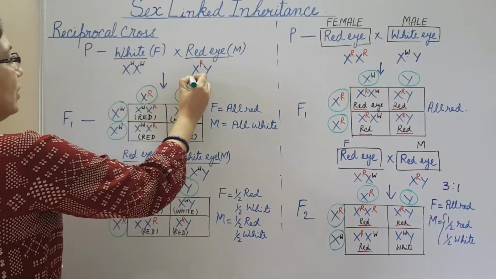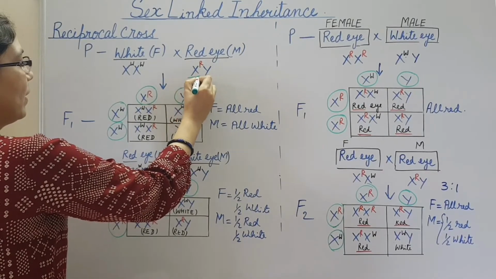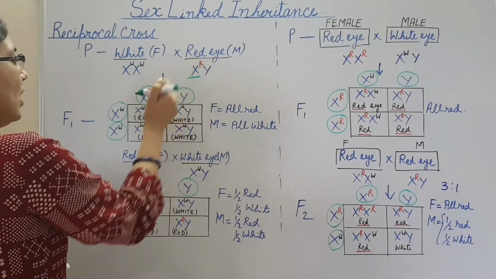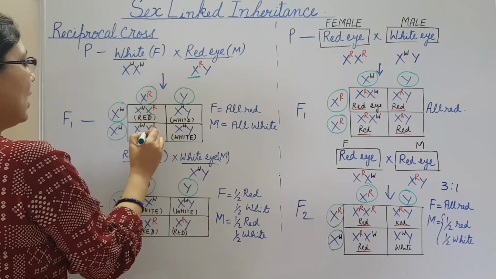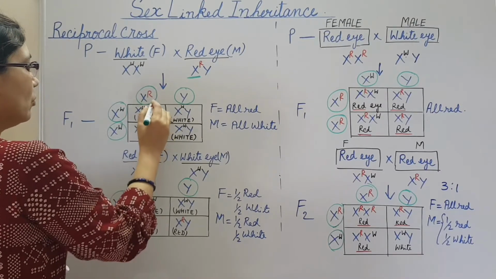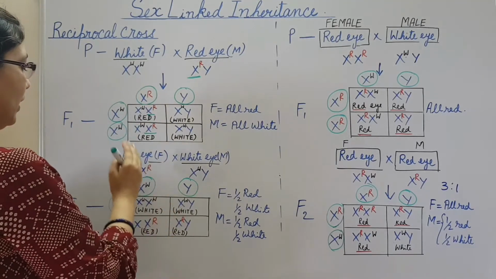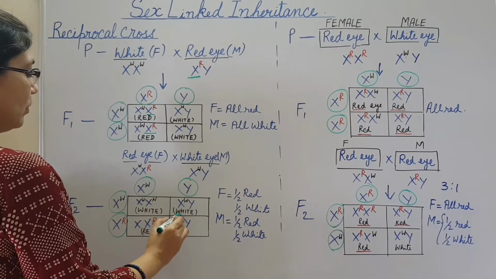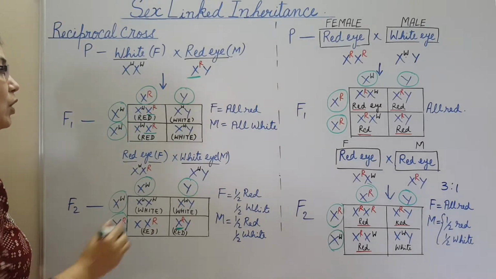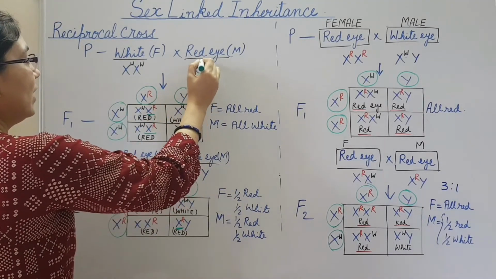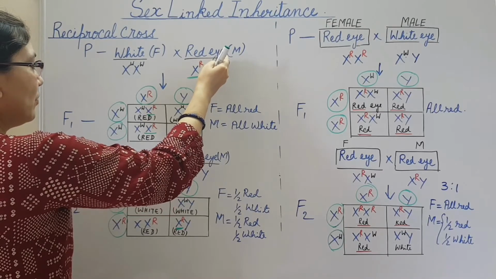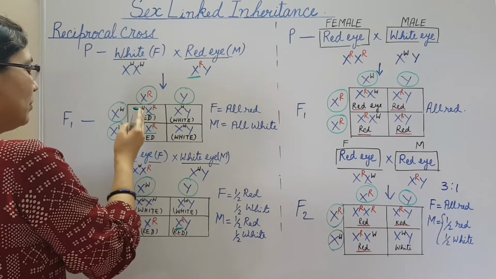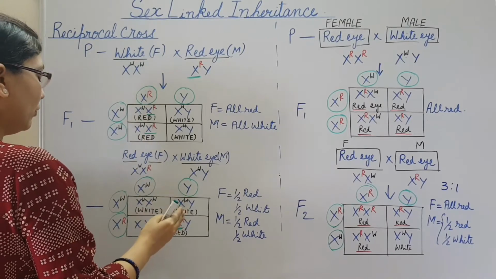Also, if we see here, this male has one X chromosome which has the allele for red eye color. In the F1 generation, the female has one X chromosome containing the allele for red eye color. Then in the F2 generation, one of the males has the X chromosome containing the allele for red eye color. So this X chromosome containing the allele for red eye color is transferred from the male to the female of the F1 generation, and then this female of the F1 generation transfers it to the male of the F2 generation.